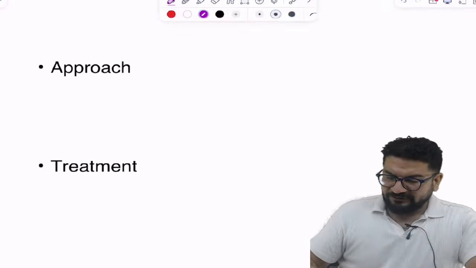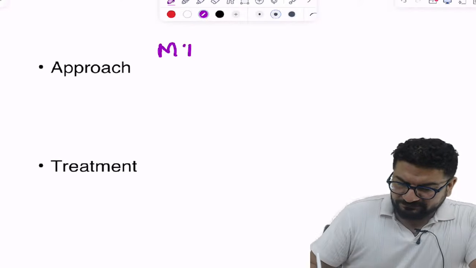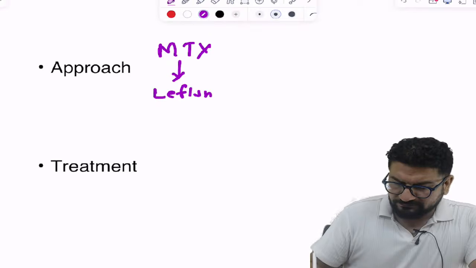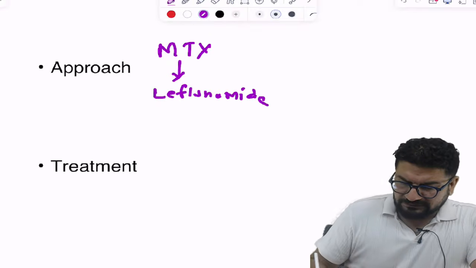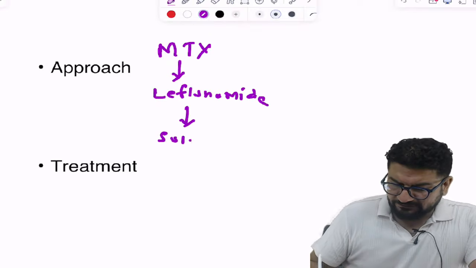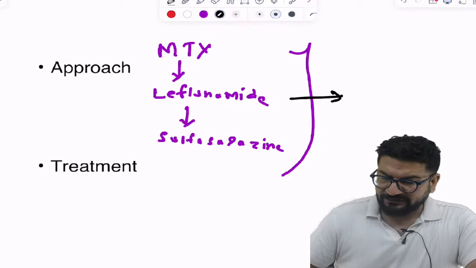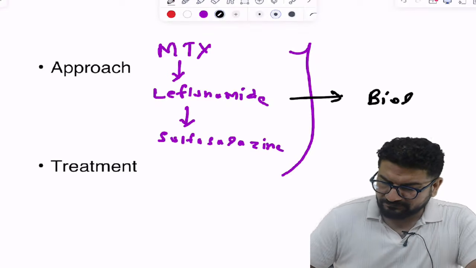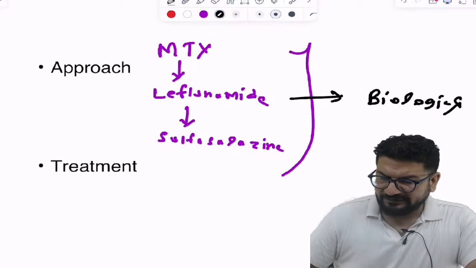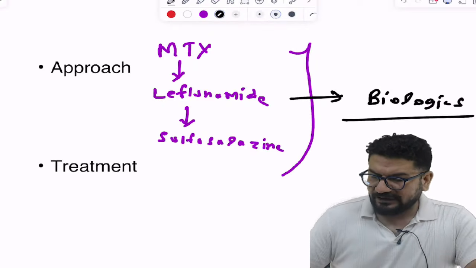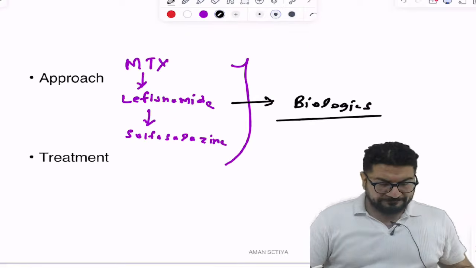Okay, approach is same. We start with methotrexate. No improvement with methotrexate, then we can add leflunomide, or we can add sulfasalazine. So this is like 3 DMARDs we add. If no improvement is coming, then we add biologics. So biologics means these are basically drugs that act on TNF. We call them biologics. Simple.